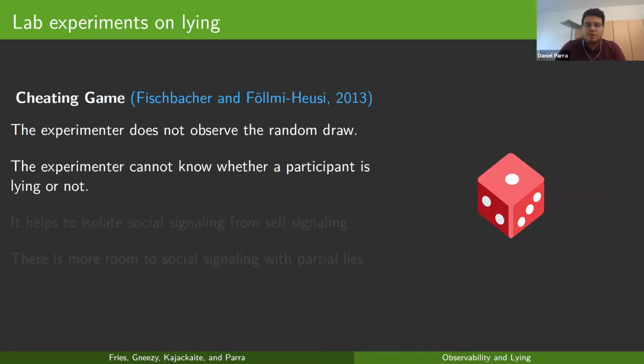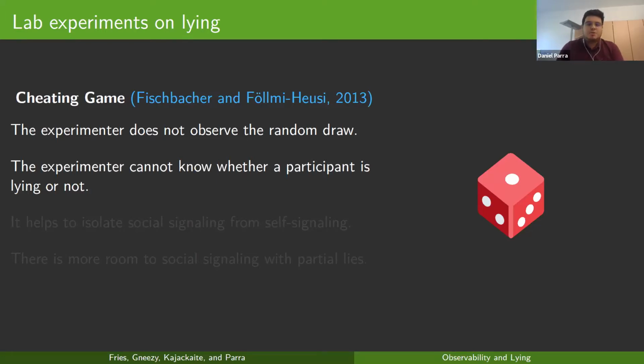After that, we have the most famous game online, the die roll paradigm. In the die roll paradigm, there is more room for social signaling, because the experimenter is not seeing the state of the world, which I will refer to during this presentation as the random draw. So as long as the experimenter doesn't know the random draw, participants may lie, but not to the full extent.